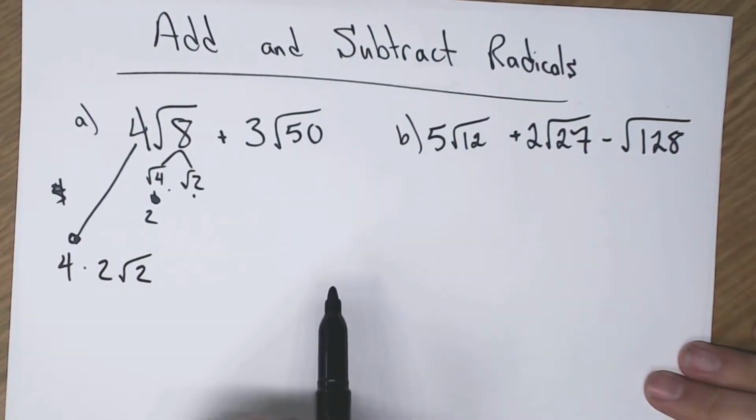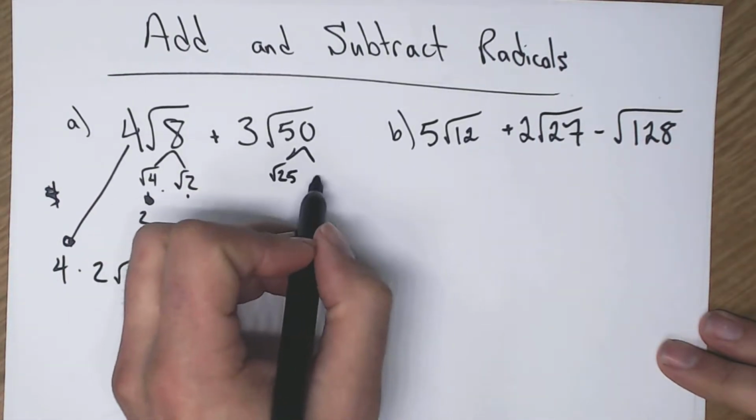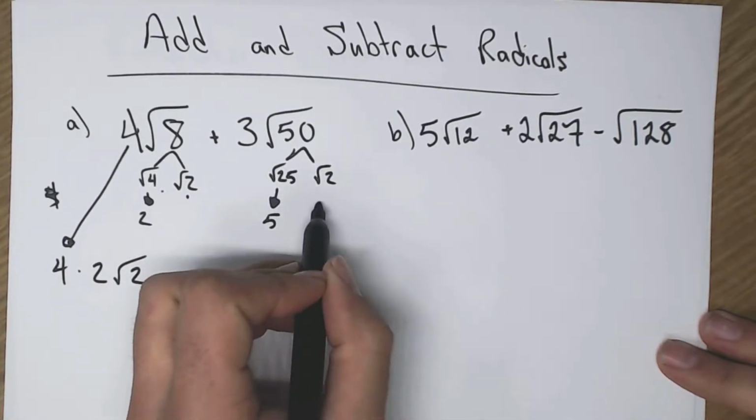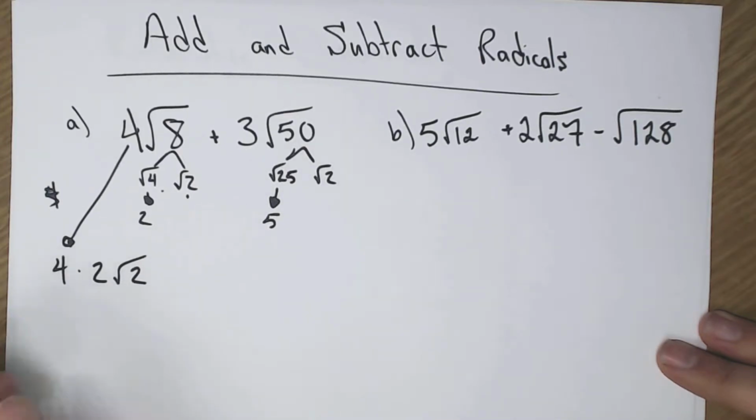I'm going to do the same thing with the 50. I'm going to try and split it up as best I can. There's a square root of 25 in there times the square root of 2. Square root of 25 is a regular 5. And then there's the square root of 2 I can't do anything with.